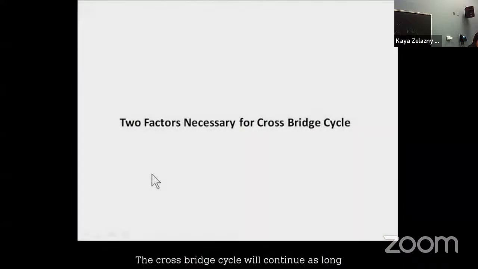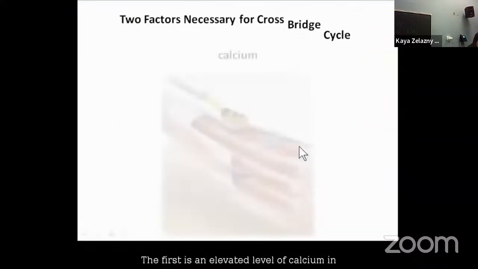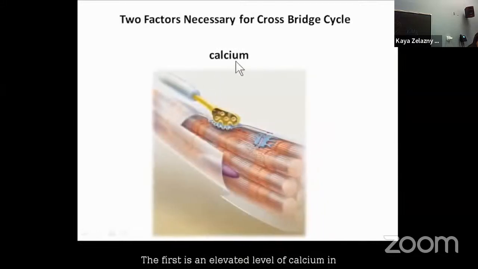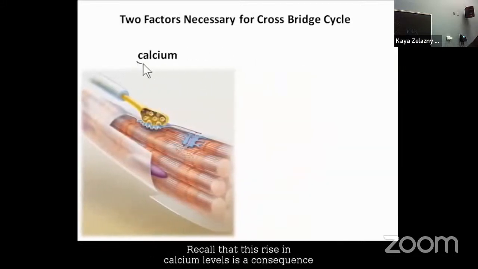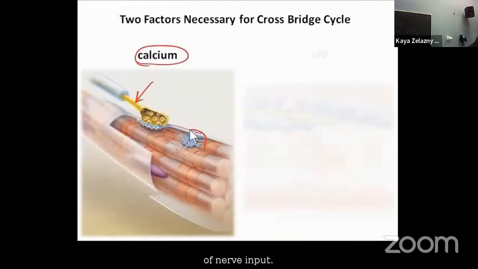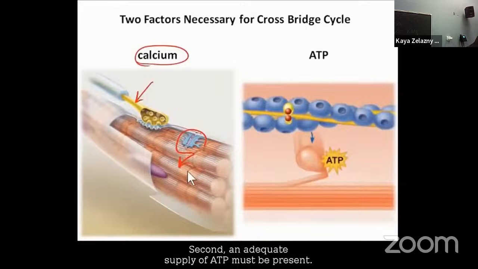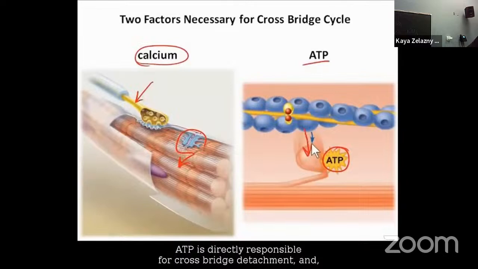The cross-bridge cycle will continue as long as two factors are present. The first is an elevated concentration of calcium in and around the myofibril. Recall that this rise in calcium level is a consequence of nerve input. Second, an adequate supply of ATP must be present. ATP is directly responsible for detachment, and ultimately ATP hydrolysis powers sarcomere shortening.